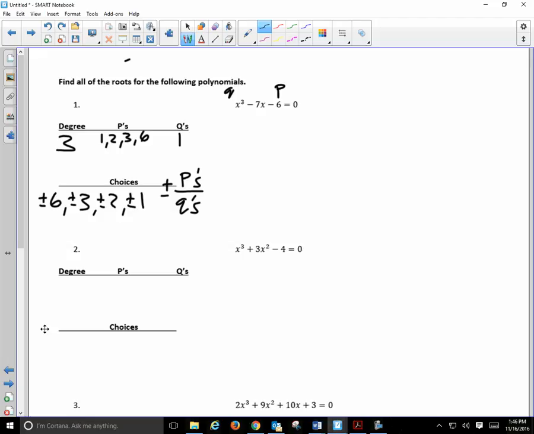And thankfully, because I taught you the remainder theorem, we know that we can simply just plug in these guesses. And we're waiting for one that has a remainder of 0. So let's try plugging in 1. I get 1 minus 7 minus 6 is negative 12. Oh, sad face. Doesn't work.